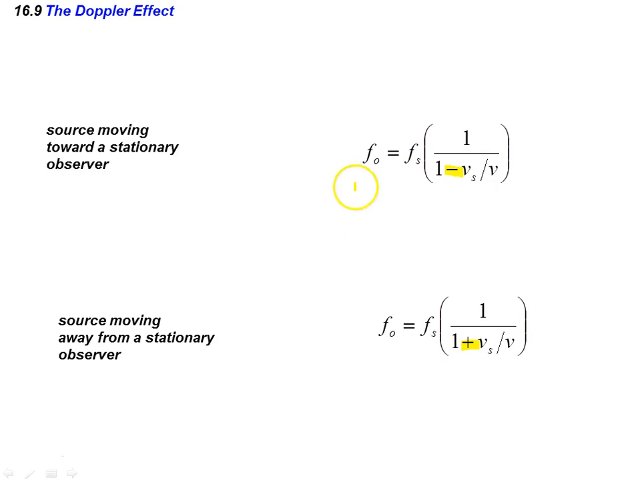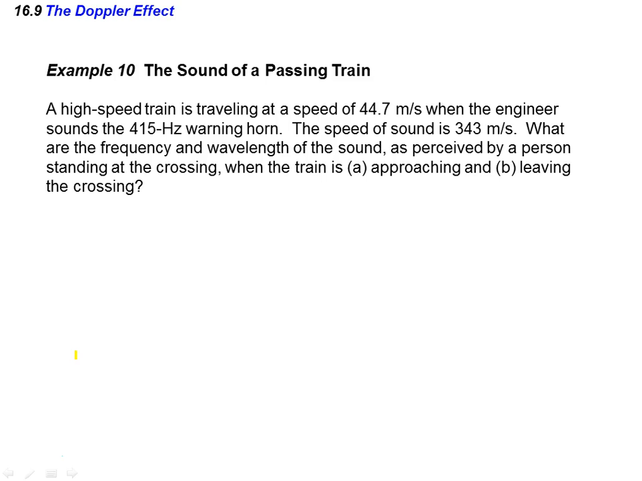And so the key to remember here, if we're moving toward, we would expect the frequency of the observer to be higher than the frequency of the source. And in the object moving away, the source moving away from the observer, we would expect a lower frequency. So we want to make sure we can check our math there to see: did we go up when we should? Did we go down when we should? Let's look at an example here.